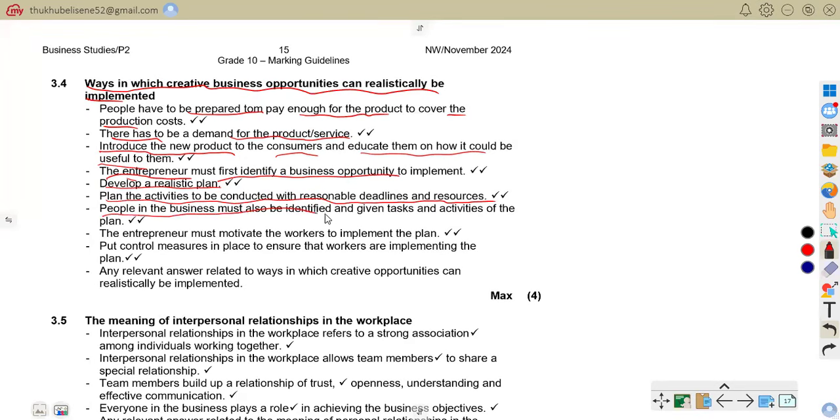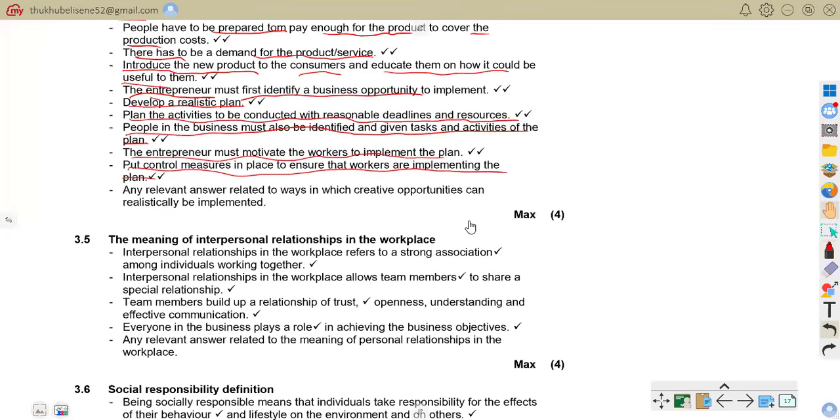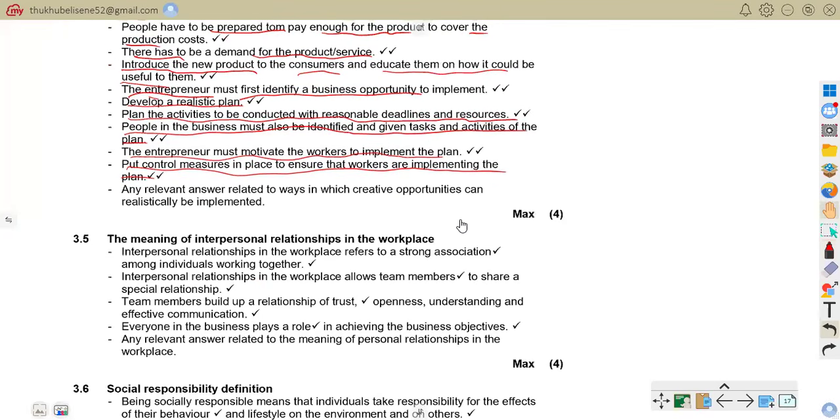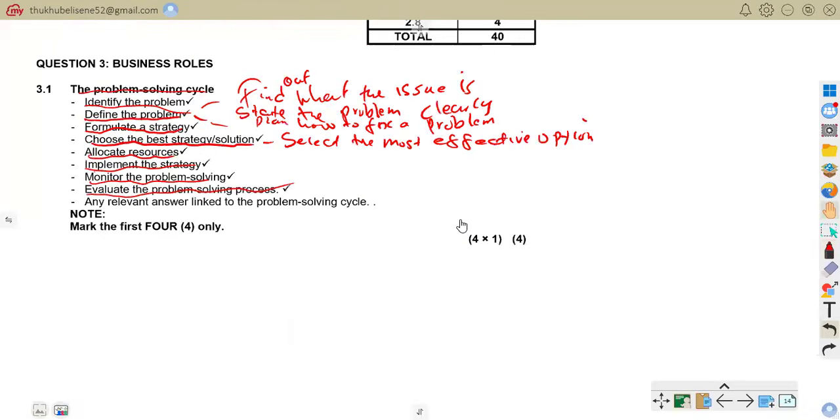People in the business must be identified and given tasks and an activities plan. The entrepreneur must motivate the workers to implement the plan, and put control measures in place to ensure that workers implement the plan. So any relevant answer is accepted. So now we have to move on to 3.5.